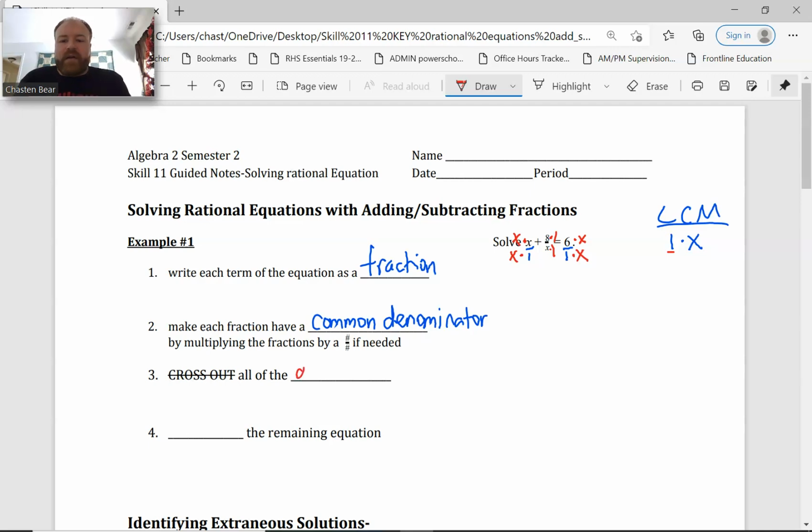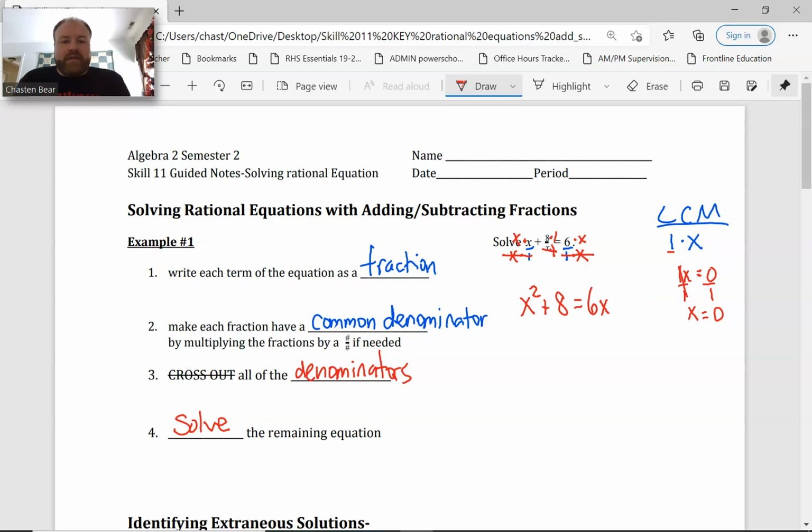Now I'm going to cross out all of the denominators. But before I do that, I am going to look and see what makes this LCM equal 0. So x equals 0. I need to keep that in mind because if I get an answer where x is 0, I cannot use that answer. So let's see, we cross out all the denominators, and we're going to solve the remaining equation. So x times x, so it'll be x squared plus 8 equals 6x.